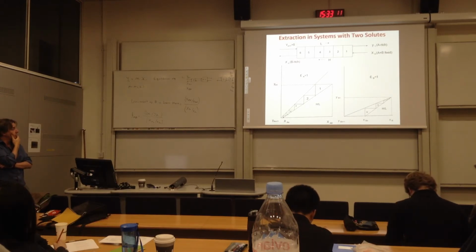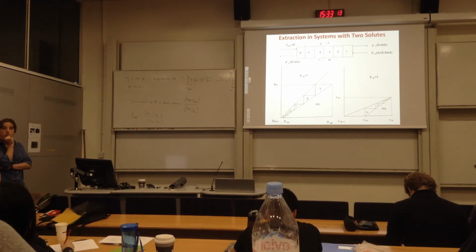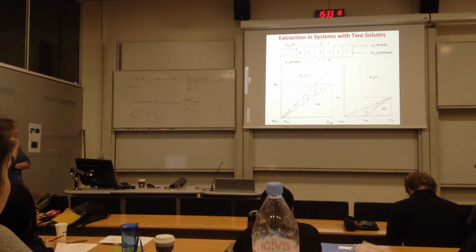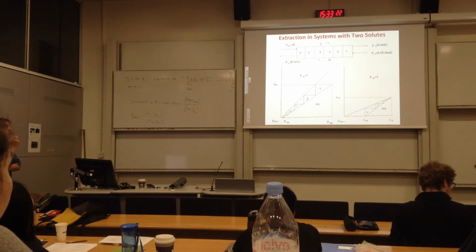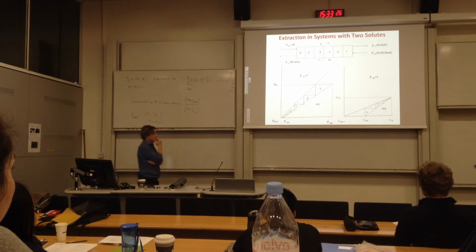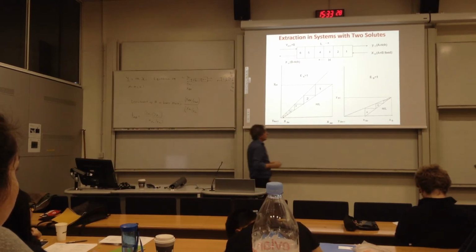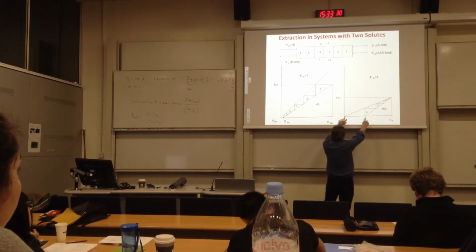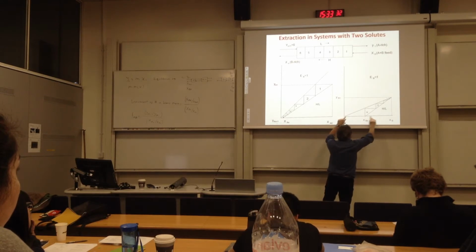First, would I have a large enrichment of B in the heavy phase? Not really. All half of it gets extracted. Yes. So you have a large fraction extracted. I agree with that.